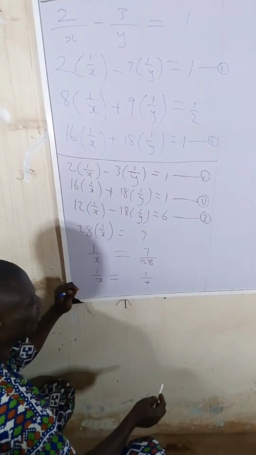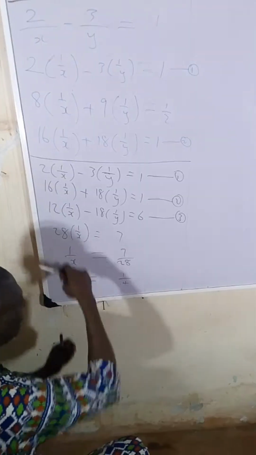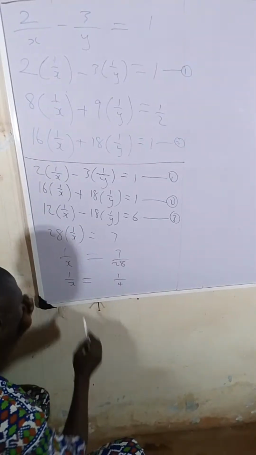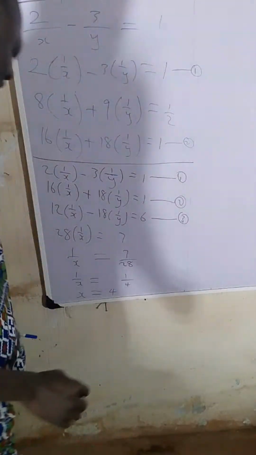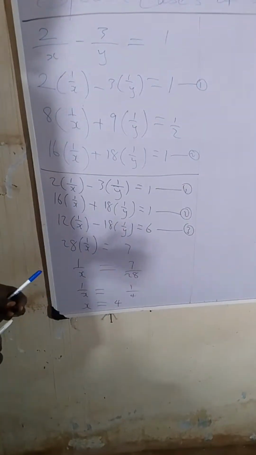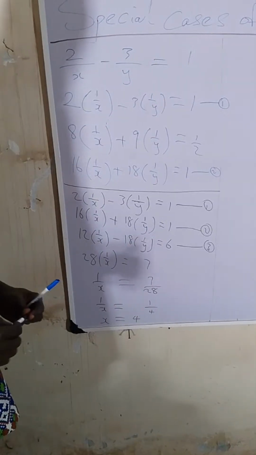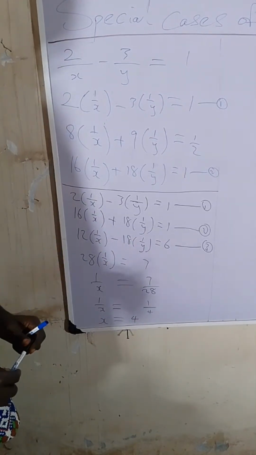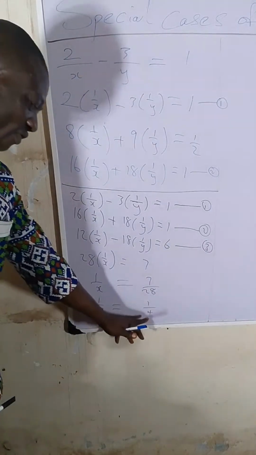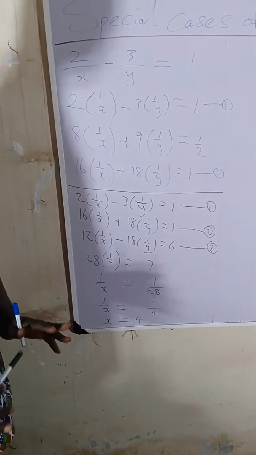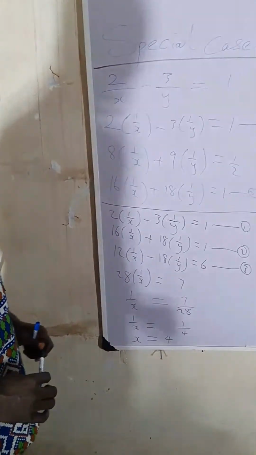1 over 4. Now we are free to invert or cross multiply, and we're going to get 8 is equal to 4. That means x is equal to 4. So the value of x is going to be 4. Or the value of 1 over x is equal to 1 over 4. Any of the two is considered as correct answer.